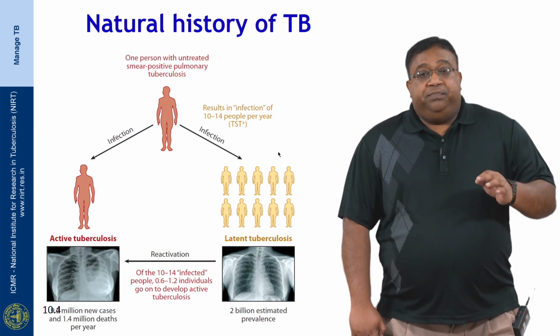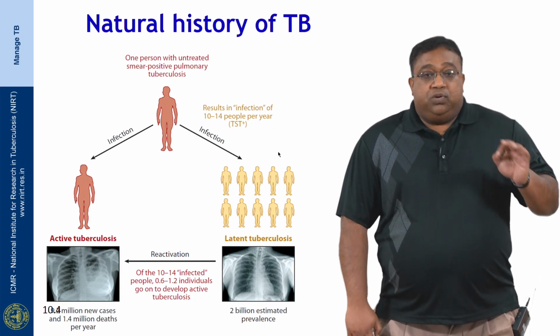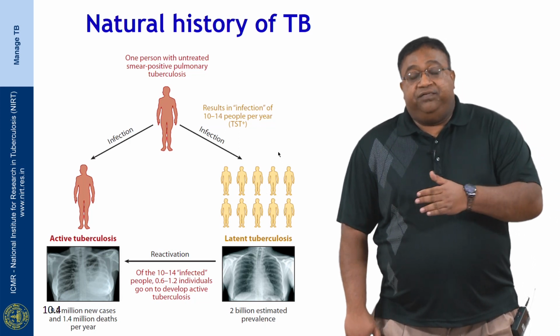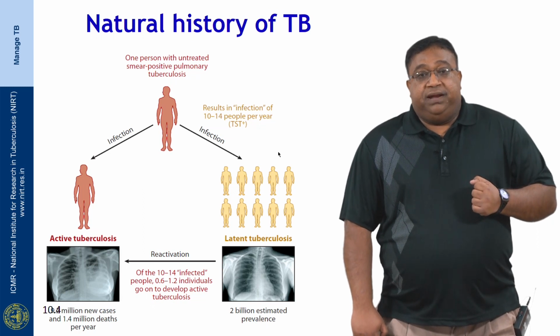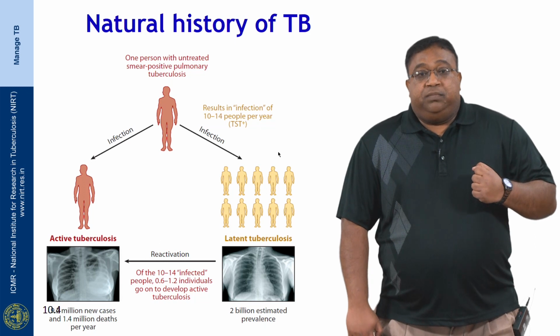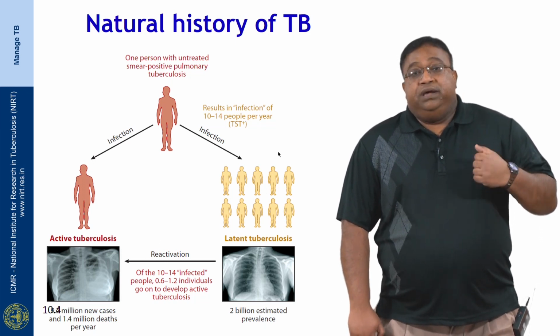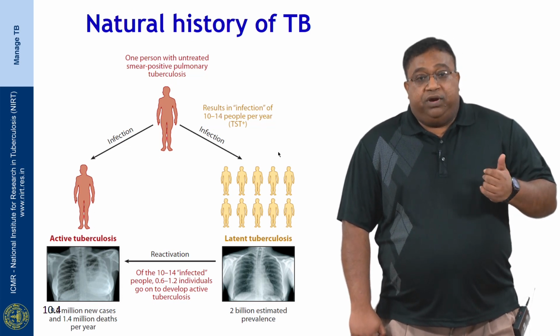Only about 5 to 10% of latent TB individuals go on to subsequently undergo reactivation or progression from latent infection to active disease, and these are the ones who go on to develop symptomatic active tuberculosis. And it is estimated that there are about 10.4 million new cases of active tuberculosis each year, with a concomitant death rate of about 1.4 million per year.